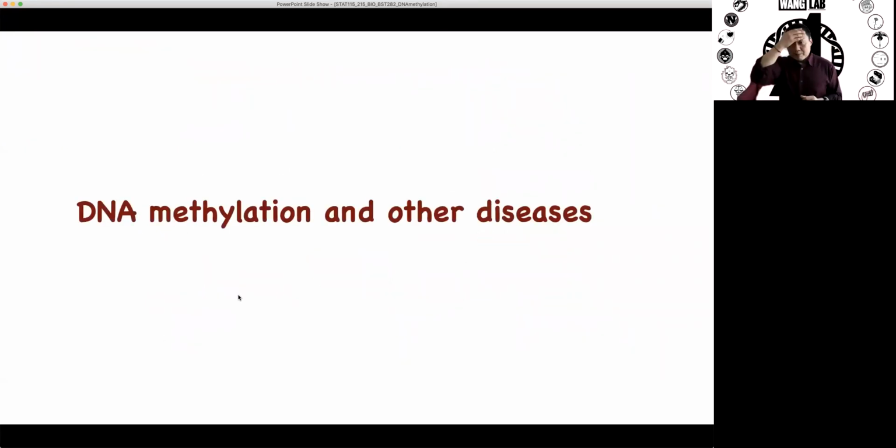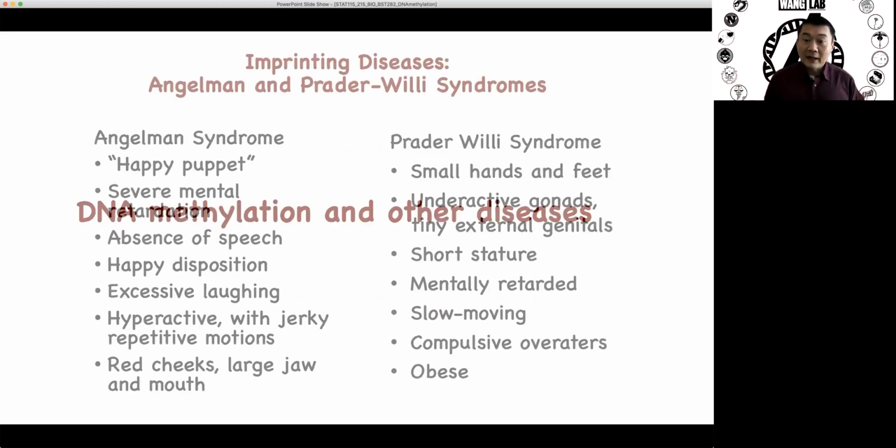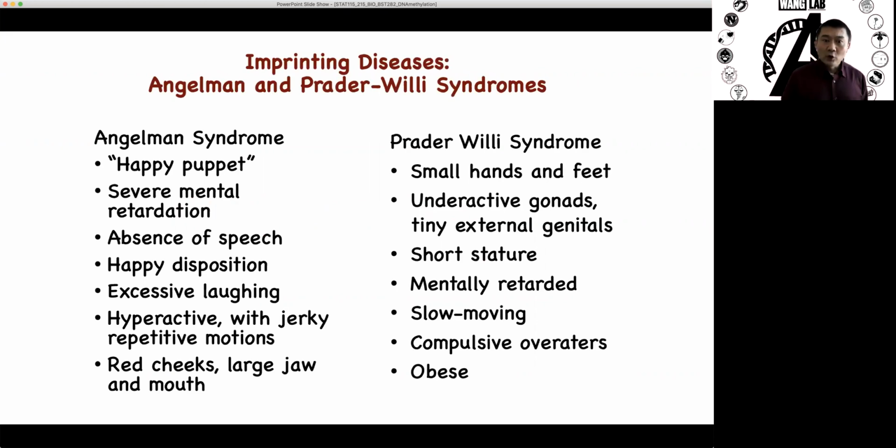I'll just wrap up this part by telling you, demethylation is not just implicated in cancer, it's everywhere. It's implicated in many other diseases. I'm going to quickly go over two related but very different diseases that we call imprinting diseases: Angelman syndrome and Prader-Willi syndrome, two very devastating diseases. They're kind of related, but phenotypically they're very different.